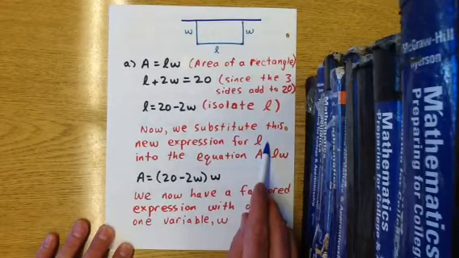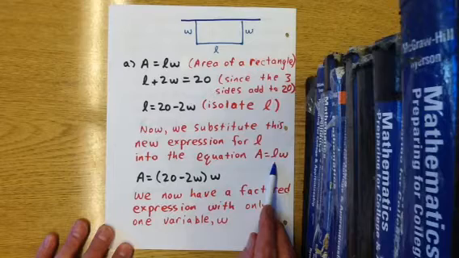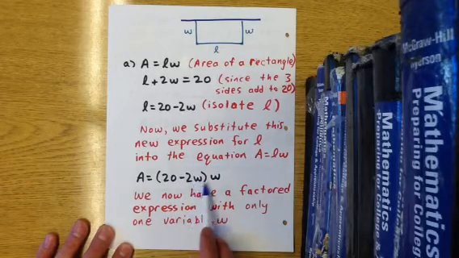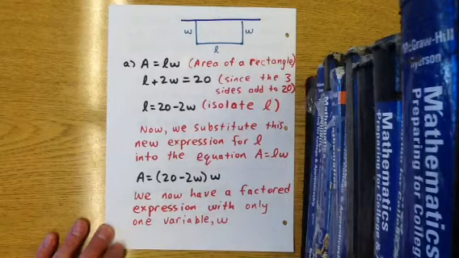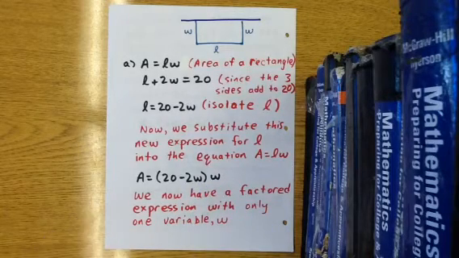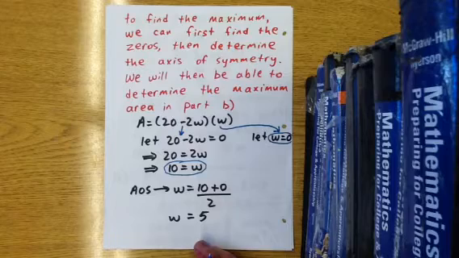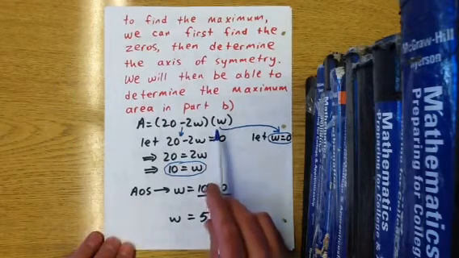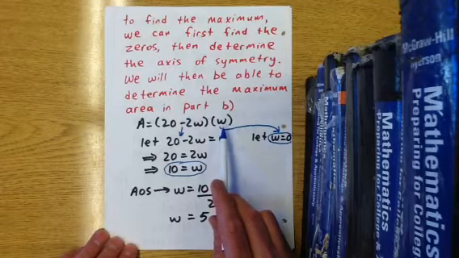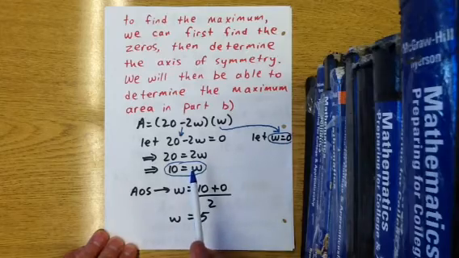Now, we can substitute this new expression for L into the equation area equals L times W. So instead of L times W, we call it 20 minus 2W times W. Okay? And now what we have is a factored expression with only one variable, the W. In order to find the maximum, what we can first do is find the zeros of that factored expression, and then we can determine the axis of symmetry. And we'll then be able to determine the maximum area when we get to part B.